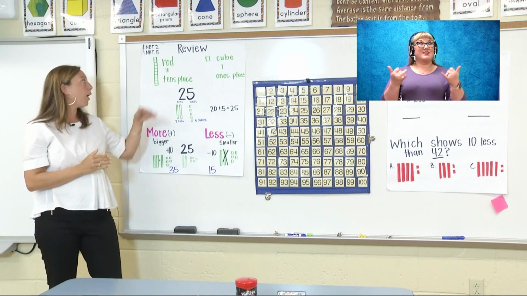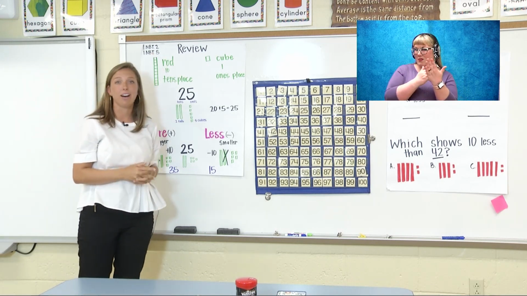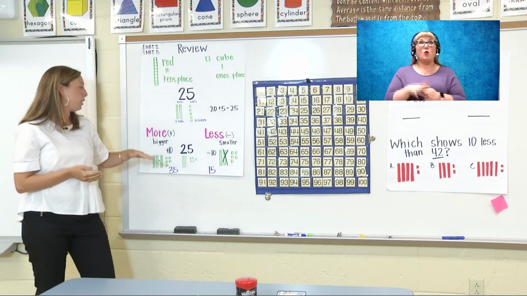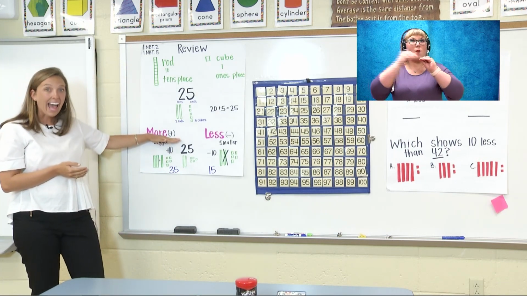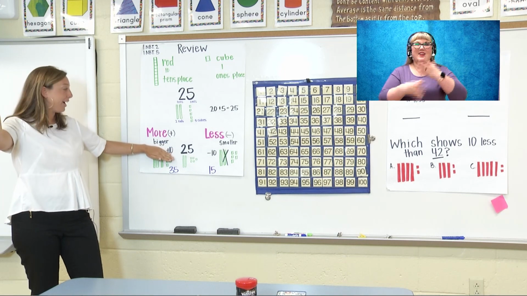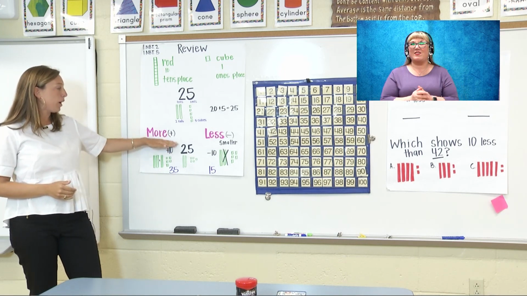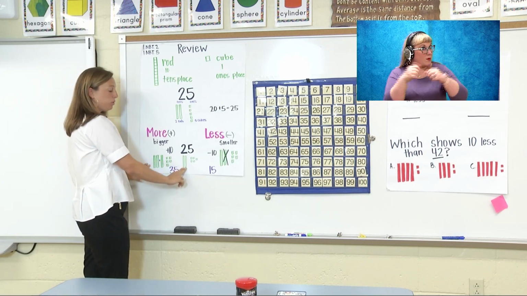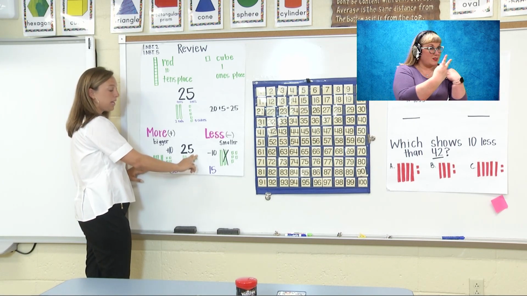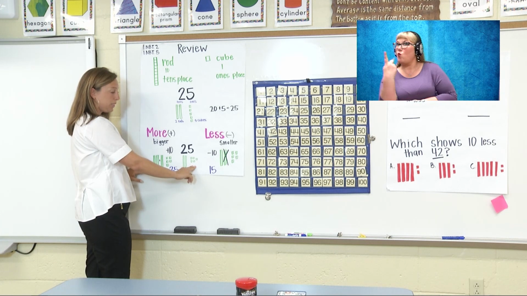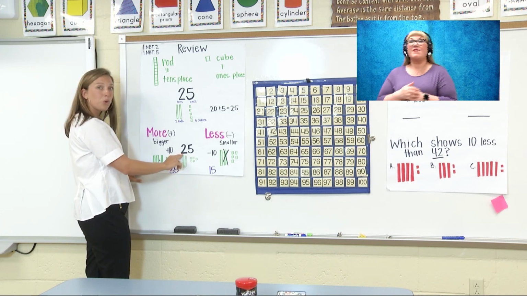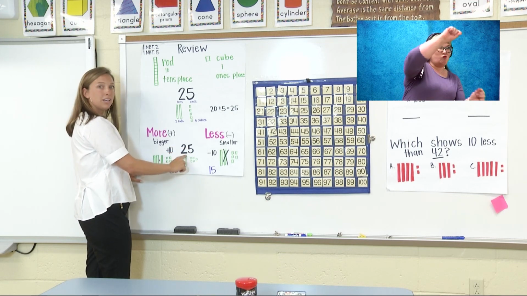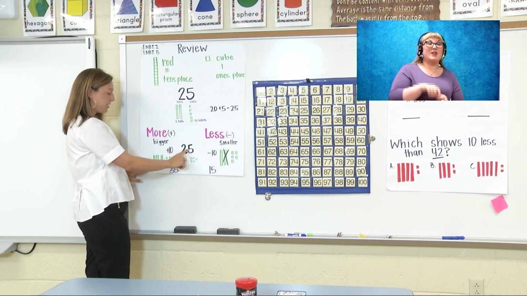Now, part of our lesson is to find out 10 more and 10 less. So when we talk about the word more, we're adding. We're going to get bigger. So I'm adding 10 more to 25. Remember, I had my 2 in my tens place and my 5 in my ones place. When we're adding 10 more, we're only talking about the tens place. So the tens place is going to change.